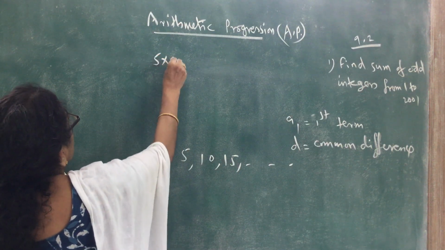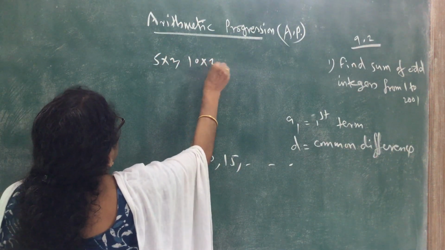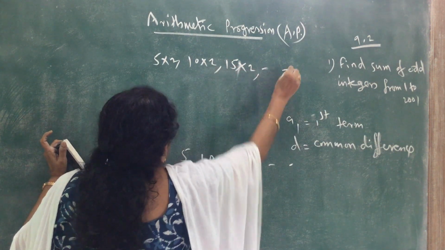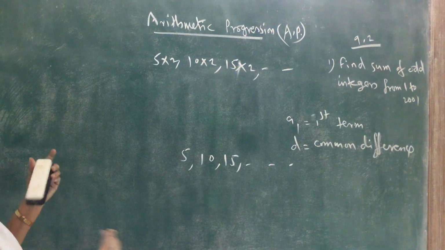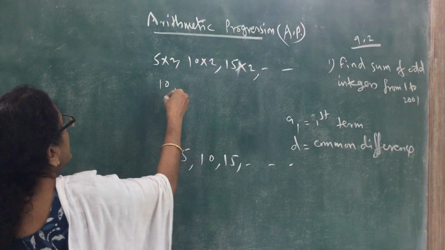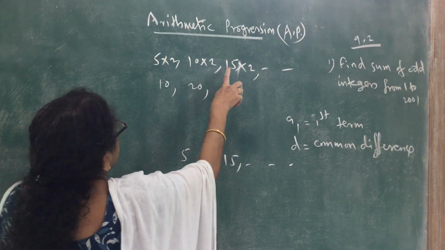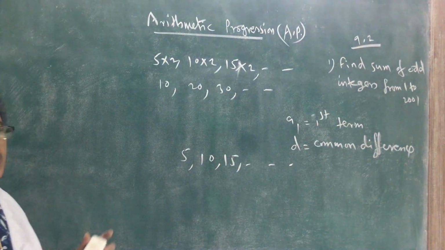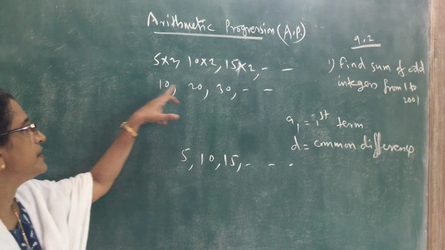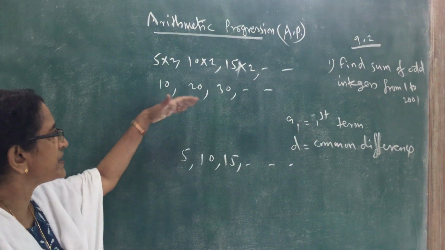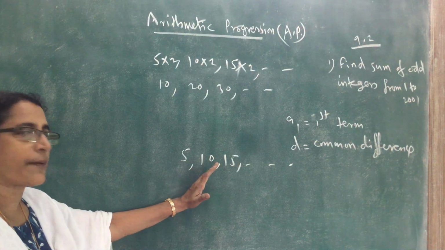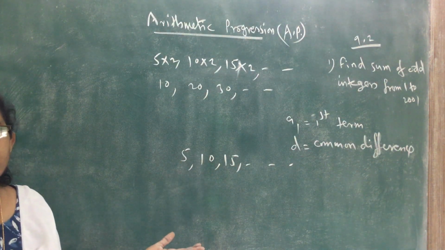5 into 2, then 10 into 2, then 15 into 2, etc. So when you multiply each term, what do we get? 5 into 2, 10. 10 into 2, 20. 15 into 2, 30. See, this is also an arithmetic progression because 20 minus 10 is 10, 30 minus 20 is 10. So that is a property of arithmetic progression. If each term is multiplied by a number, the resulting sequence is an AP.